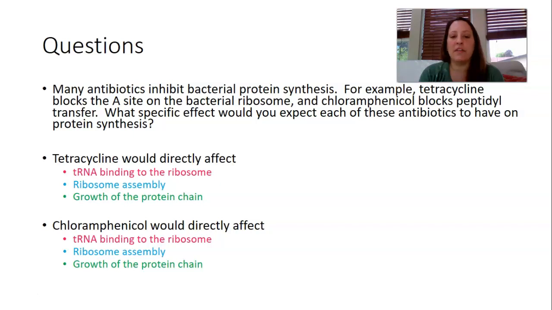Tetracycline would directly affect, okay, so tetracycline blocks the A site on the bacterial ribosome. So what would that directly affect? Would it affect tRNA from binding to the ribosome? Would it affect ribosome assembly? Or would it affect the growth of the polypeptide chain? So think about that for a minute.